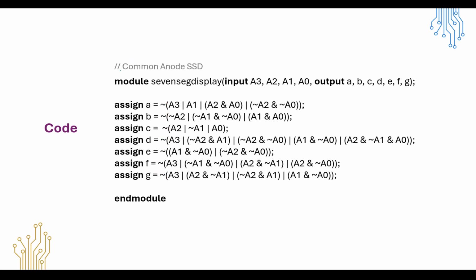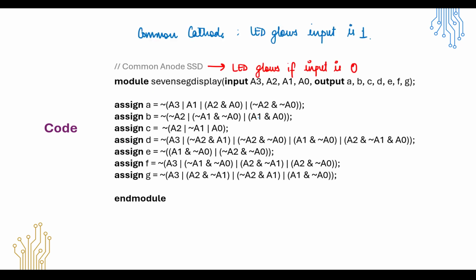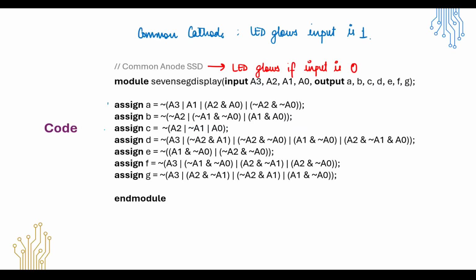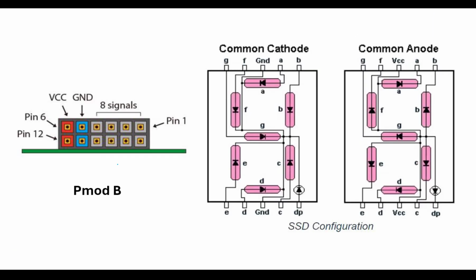Okay, so it is important that in lab you are first aware of whether you have a common anode 7-segment display or a common cathode 7-segment display, because the code will depend on that. So be careful about which type of SSD you're using. Now in the lab you may be given common cathode so that you really don't have to change anything from this expression. But in this video I am using a common anode SSD. So I'll be using this expression.